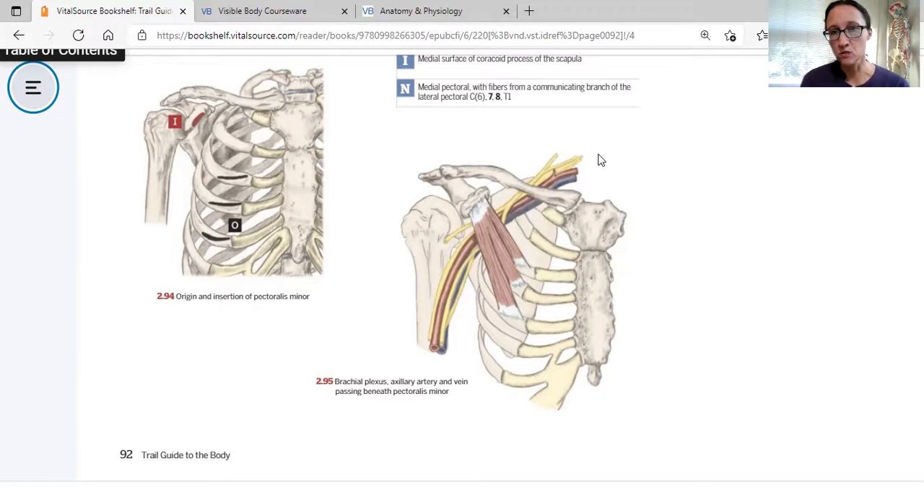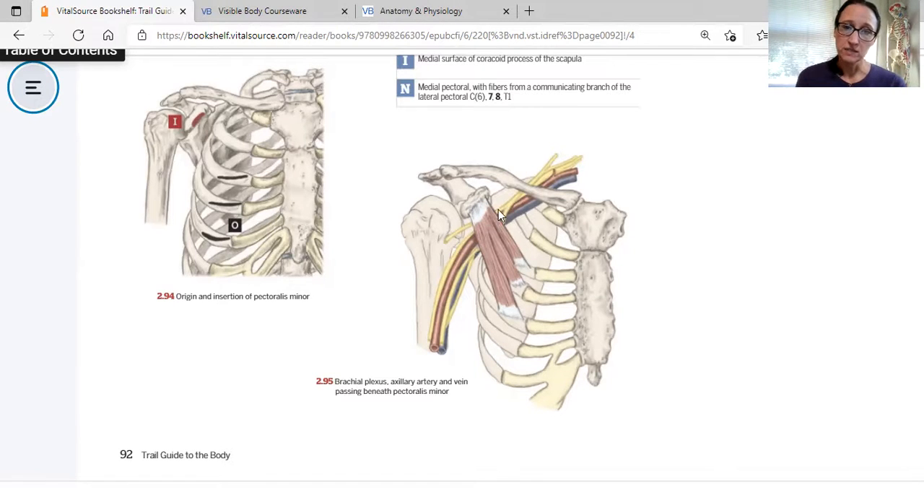Now, these structures begin up in the neck here, in the cervical area. And we will talk more about that when we get to the neck, where this whole neurovascular bundle originates. But for now, we're just going to really focus on the structures in the shoulder here.